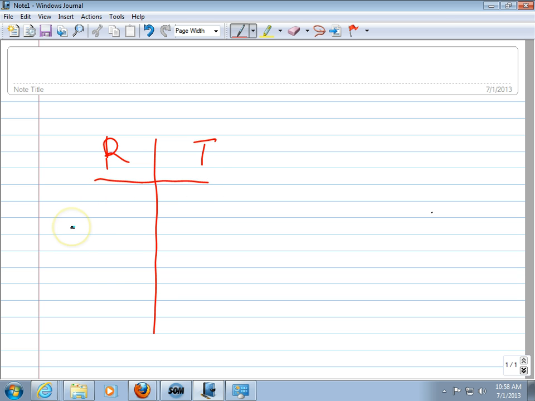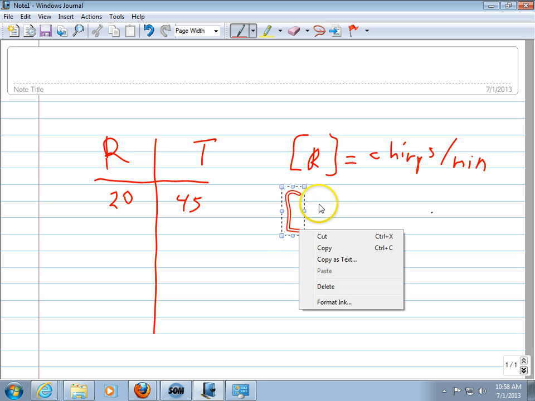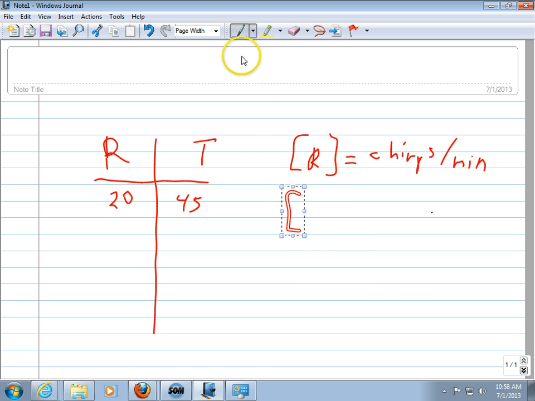The chirp rate is 20 chirps per minute. It's going to be some real data. When the temperature is 45 degrees Fahrenheit. All right, so I've got to say that the units of R are chirps per minute. Okay, and the units of T are degrees Fahrenheit. Sorry, my handwriting is terrible on here because it doesn't work too well.